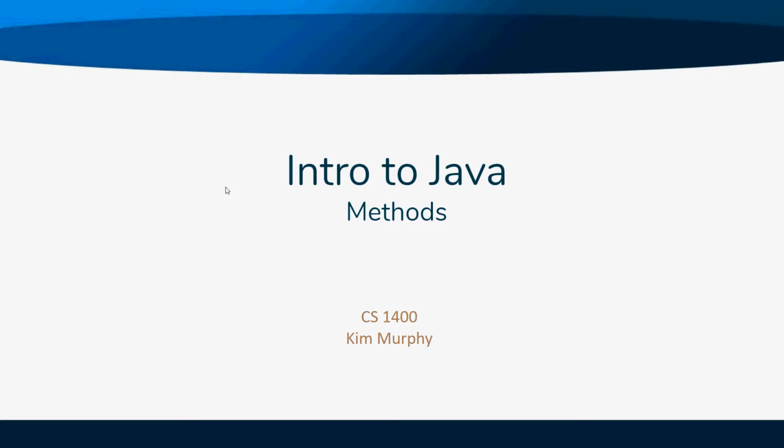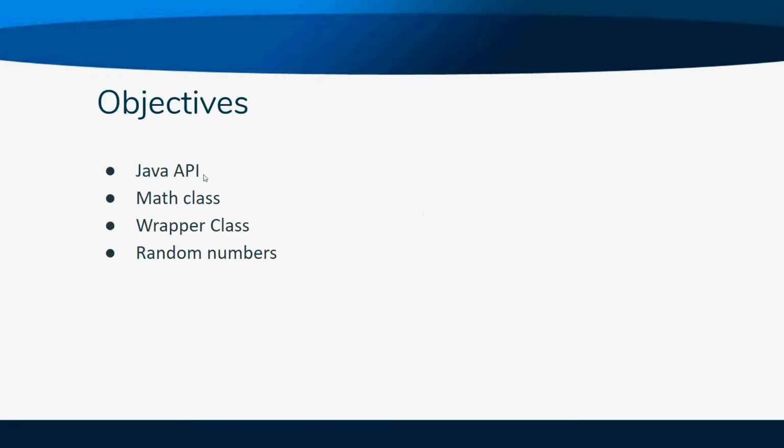This is our CS 1400 class, and we are going to introduce you to methods. We're going to show you the Java libraries and how to understand what they are telling you on those web pages. And then we're going to show you a few methods that you can already use in the math class, and there are some wrapper classes, and we're going to show you how to use some methods to create random numbers.